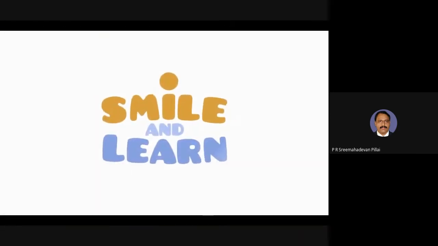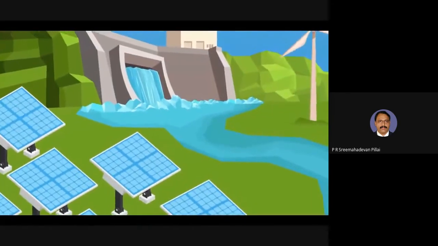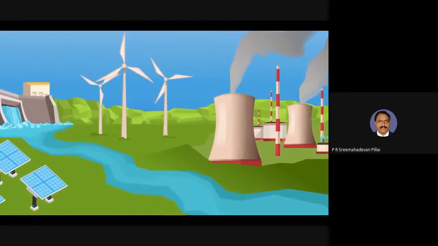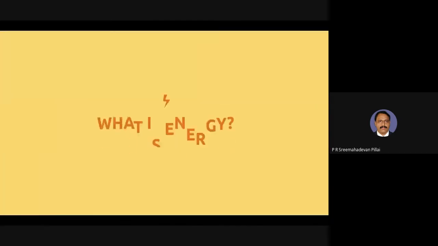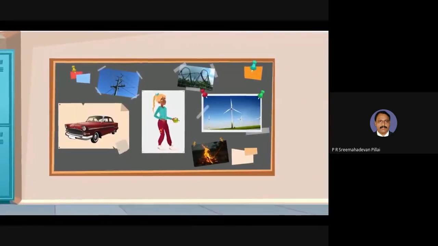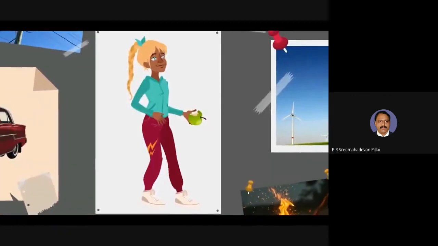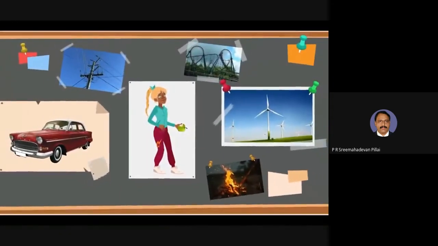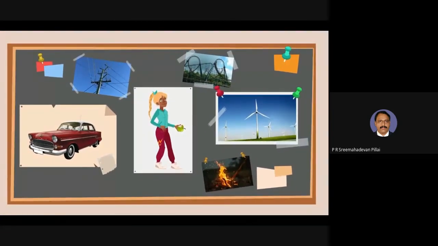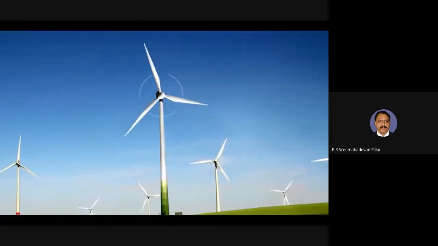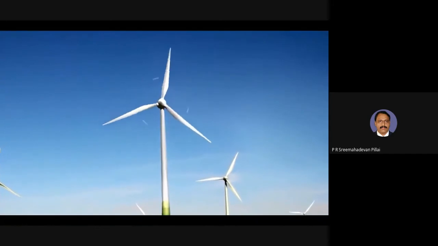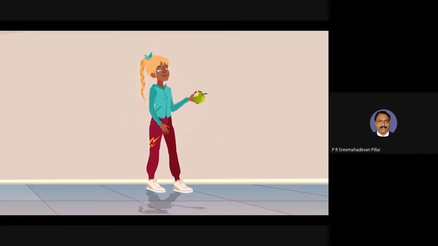Smile and learn. Let's find out what energy is, what its properties are, and what types of energy exist. Energy is anything that has the capacity to produce a change in matter. If you look around, you'll see that energy is present everywhere. For example, cars move thanks to energy produced by motor combustion. The blades of the mill start moving thanks to the energy produced by the wind. We can walk or jump thanks to the energy we get from food.